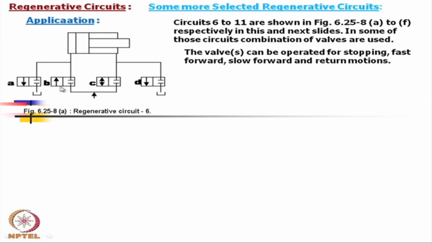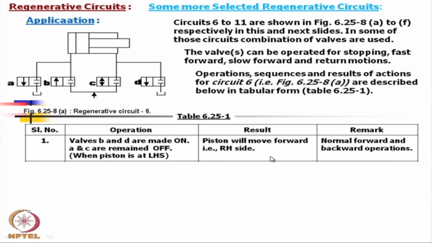So, you can put the valve the other way, then it will go in these directions, and this and this are identically the same, this is also the same, but put in the other way. Okay. But there is at least one valve which allows flow in both directions. Now, the pump is connected to these 2 valves, whereas return lines are connected to valves A and D. Okay. Now, operation, sequence and result of actions for circuit 6 are described below in tabular form.